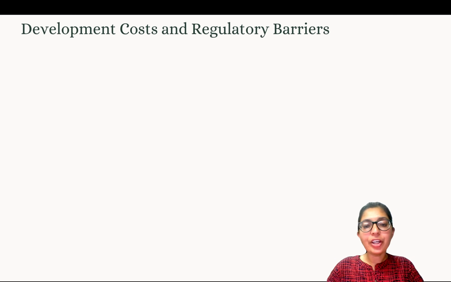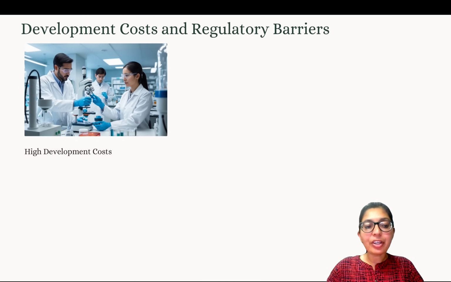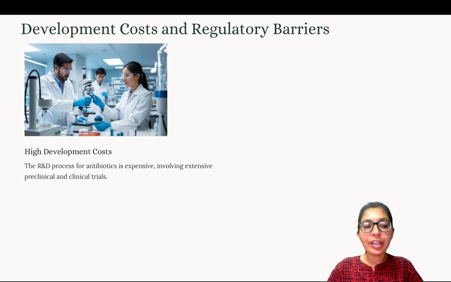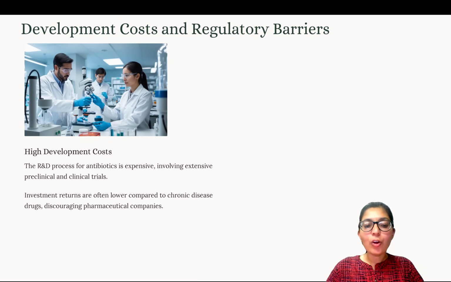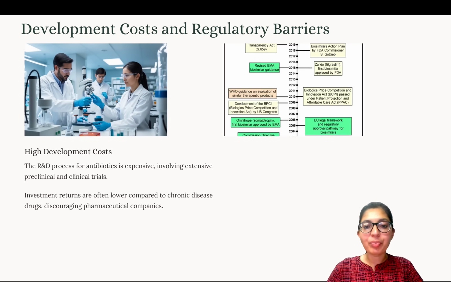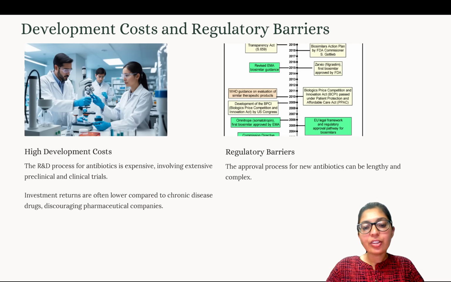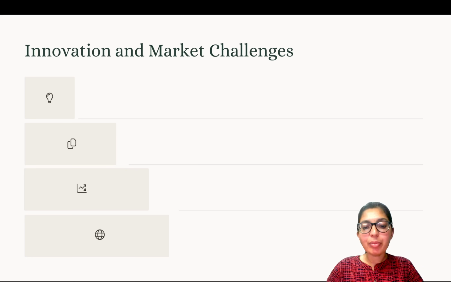Development cost and regulatory barriers for the researchers in antibiotics. High development cost. The research and development process of antibiotics is expensive, involving extensive preclinical and clinical trials. Investment returns are often lower compared to chronic disease drugs, discouraging pharmaceutical companies. Regulatory barriers include the approval process of new antibiotics, which can be lengthy and complex. Non-traditional therapies face uncertainty in regulatory pathways. So these were the development cost and regulatory barriers.